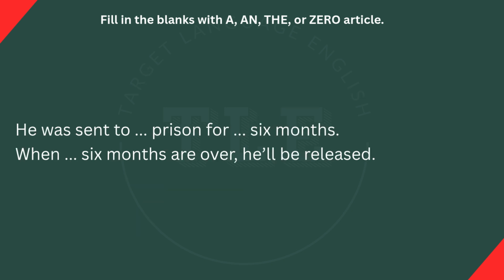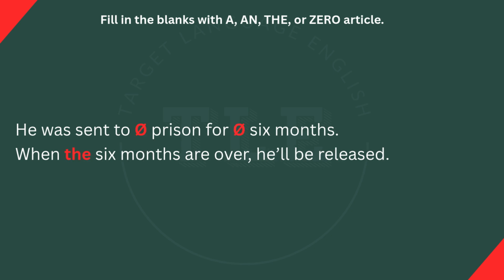Our last example, he was sent to prison for 6 months. When 6 months are over, he'll be released. We'll say, he was sent to prison for 6 months. When the 6 months are over, he'll be released. The noun prison takes zero article because we mean the purpose. He is there as an inmate. We're not referring to the building itself. So he was sent to prison for 6 months.